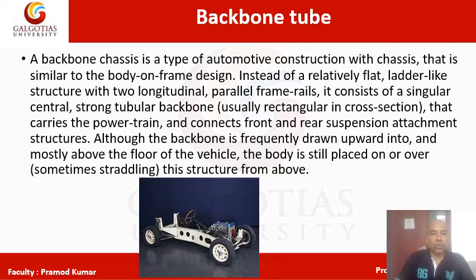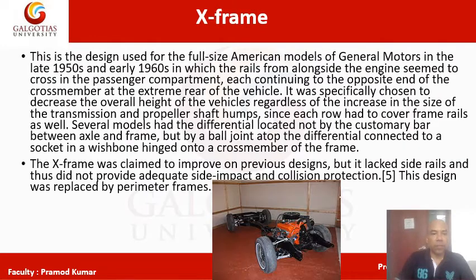A backbone tube chassis is a type of automobile construction with a chassis that is similar to body on frame, and the figure of that is given here. The X frame was designed for the full-sized American models of General Motors in the late 90s. The X frame claimed to improve on a previous design, but it lacked side rails and thus did not provide adequate side impact and collision protection. This design was replaced by the perimeter frame.